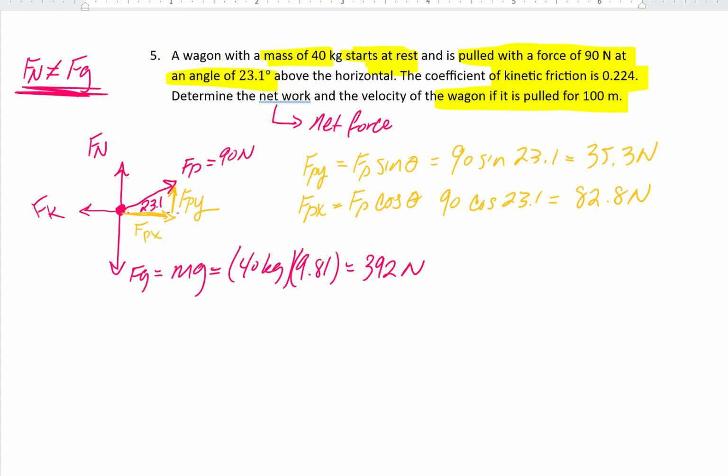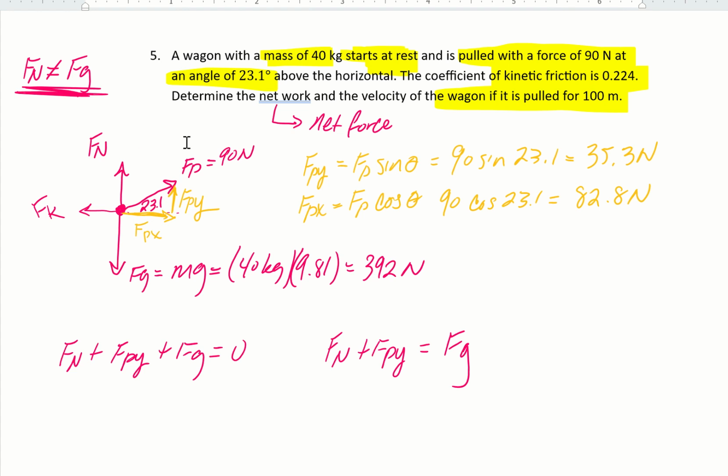Okay, so I know that my wagon isn't falling through the ground, and I know it's not blasting off into space. So the sum of my y forces has to be 0. So I can say Fn plus Fpy plus Fg has to equal 0. And I know that gravitational force is opposite of Fn and Fpy. So there's a couple of different ways you can look at it. You can say Fn plus Fpy has to equal Fg. Either one of these equations will work.